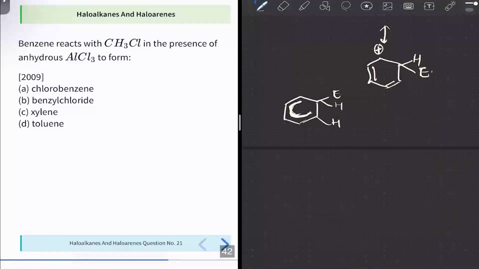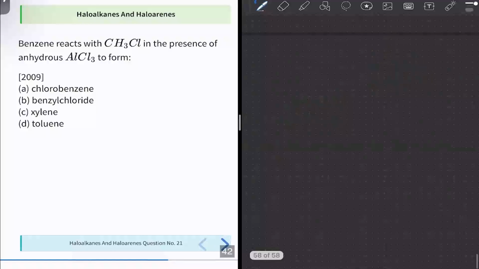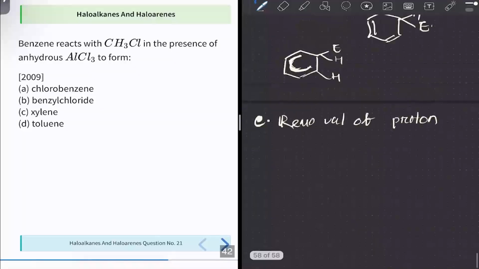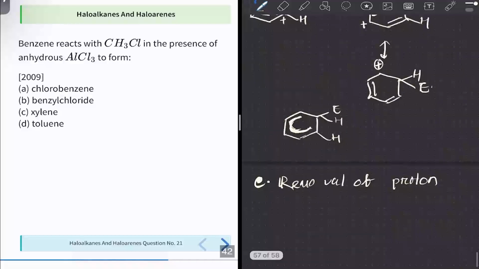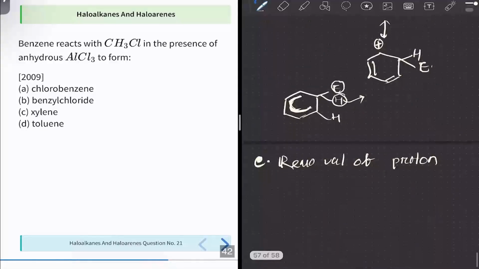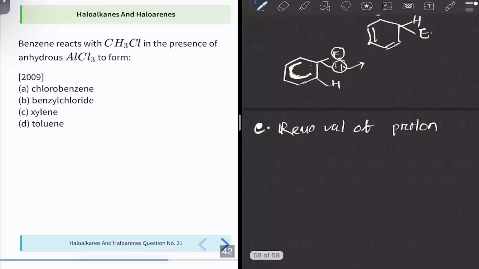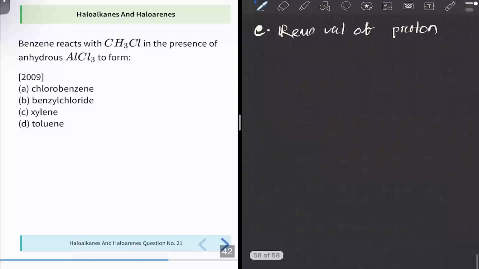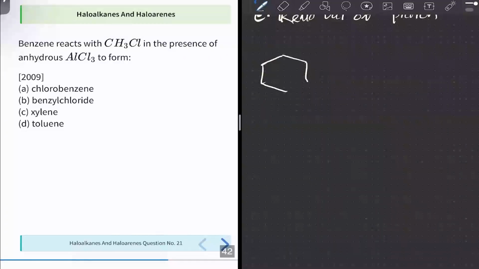Let's move to step C, that is removal of proton. Which proton? In this position, there is an electrophile and a proton. So this proton should be removed so that only the electrophile remains and a double bond can be formed in this ring. So what will be the process? The half benzene ring.